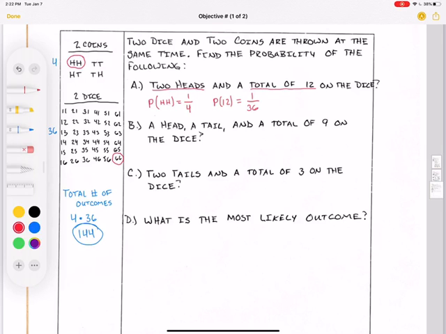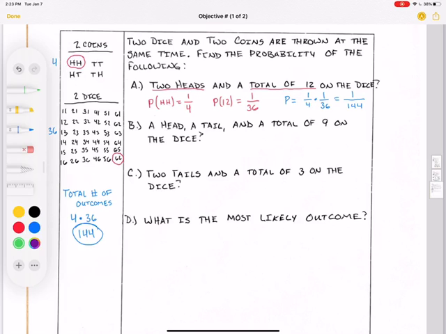And if I want to find the overall probability, that's going to be 1/4 times 1 over 36, which is going to be 1 out of 144. Because only one time will I be able to flip 2 coins and to roll 2 dice, and at the same time get 2 heads and 12 as my total. Let's take a look at another example here.